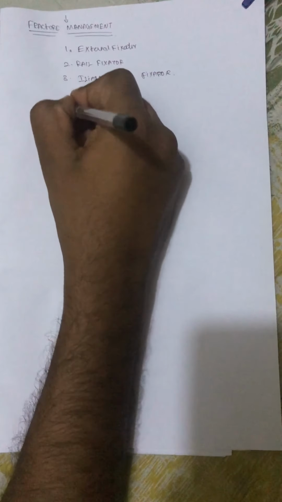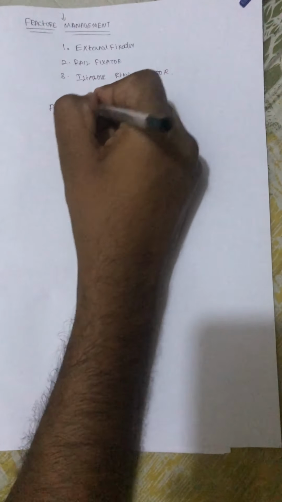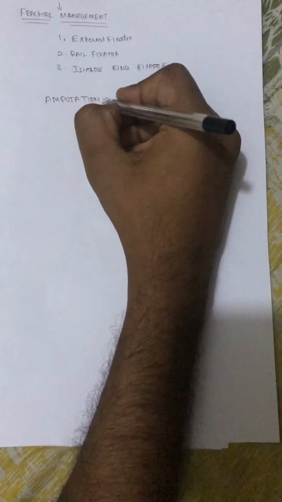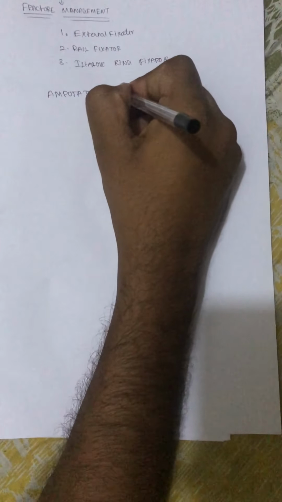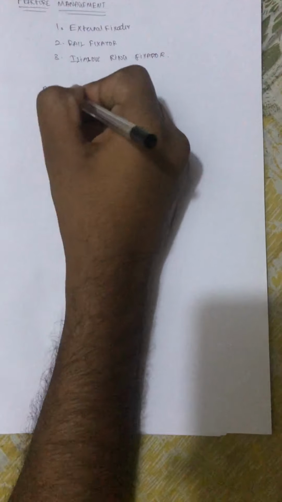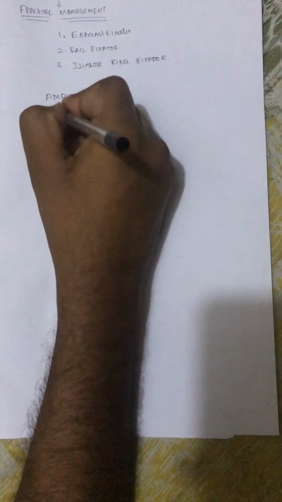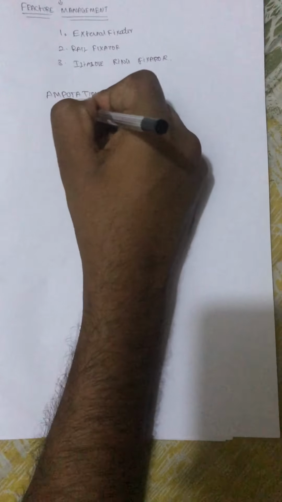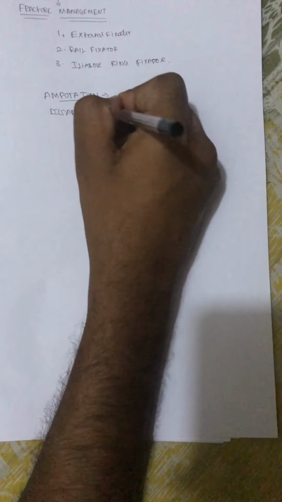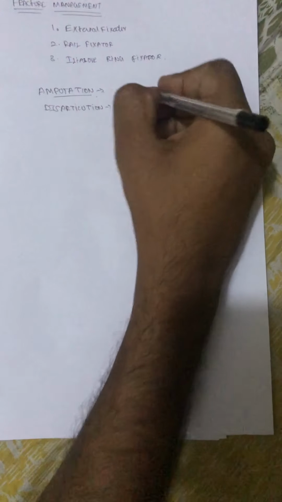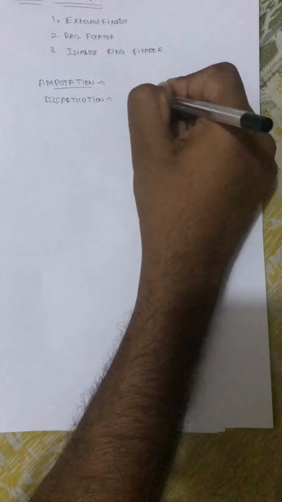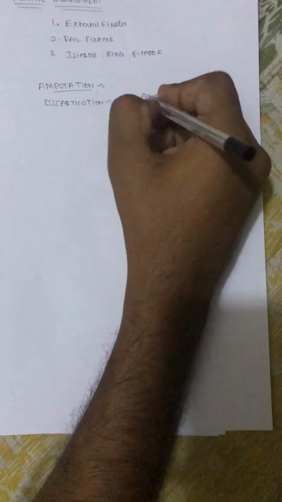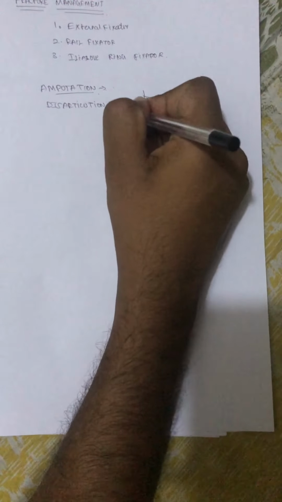Before going further, I will explain what amputation is. Amputation is the removal of the bone not from the joint. But there is another word called disarticulation. Disarticulation is a technique of removing the bone from the joint. If it is a knee joint and we remove from the knee joint, that is called disarticulation. If we remove the bone after the joint, that is called amputation.